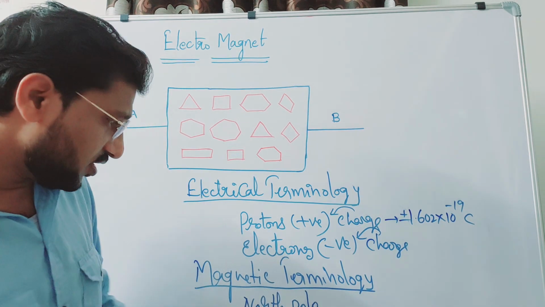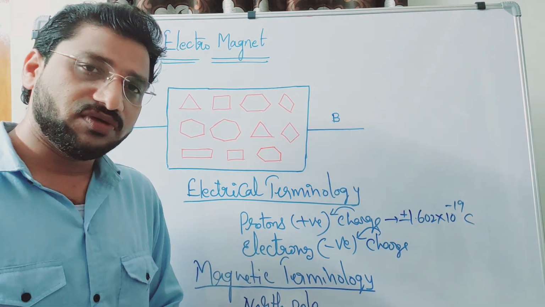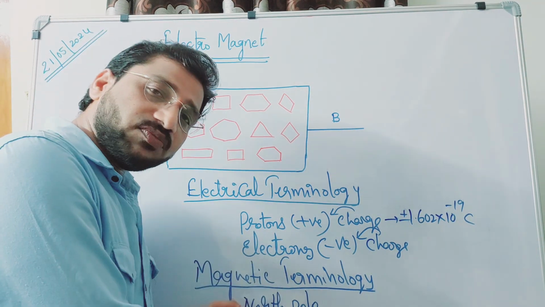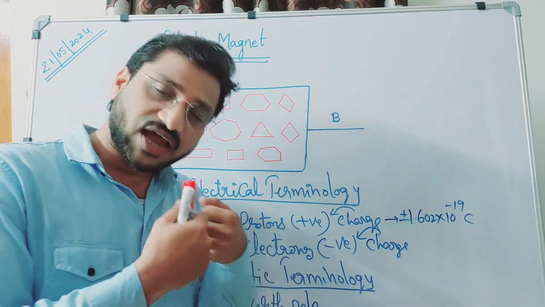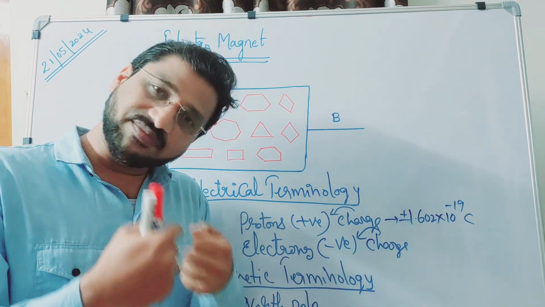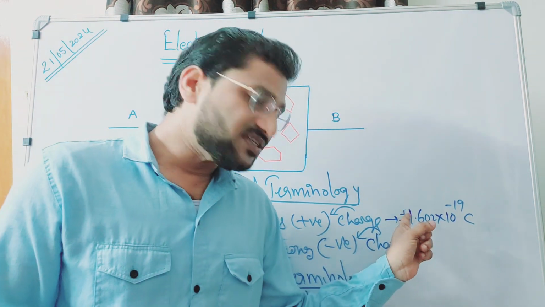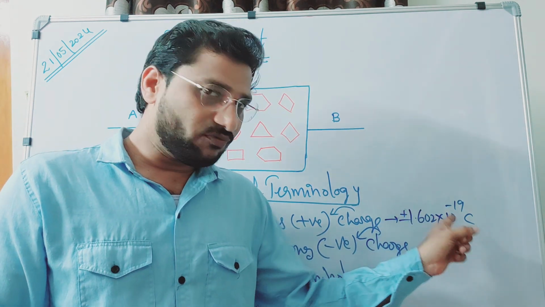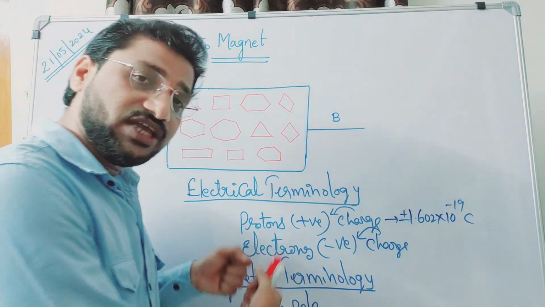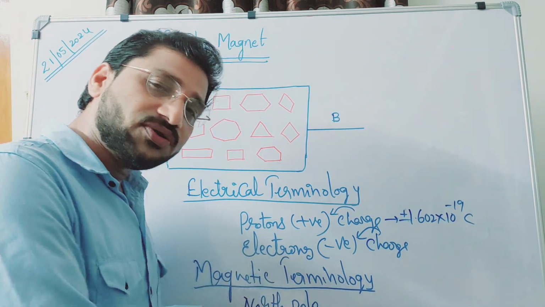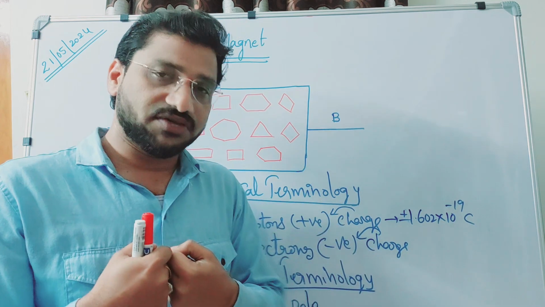In a similar fashion, when it comes to magnetic terminology, we have a north pole as well as a south pole. Similarly, here also, the north pole and south pole both have the same strength, but they are equal and opposite, like here, where it is plus or minus 1.602 to the power minus 19. That means both are equal and opposite. Similarly, the strength of the north pole is equal to the strength of the south pole, but the only thing is they are opposite to each other.